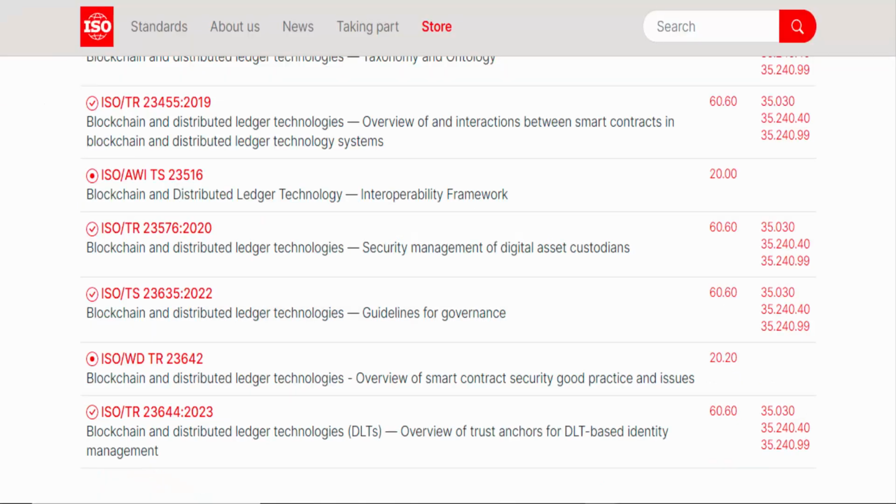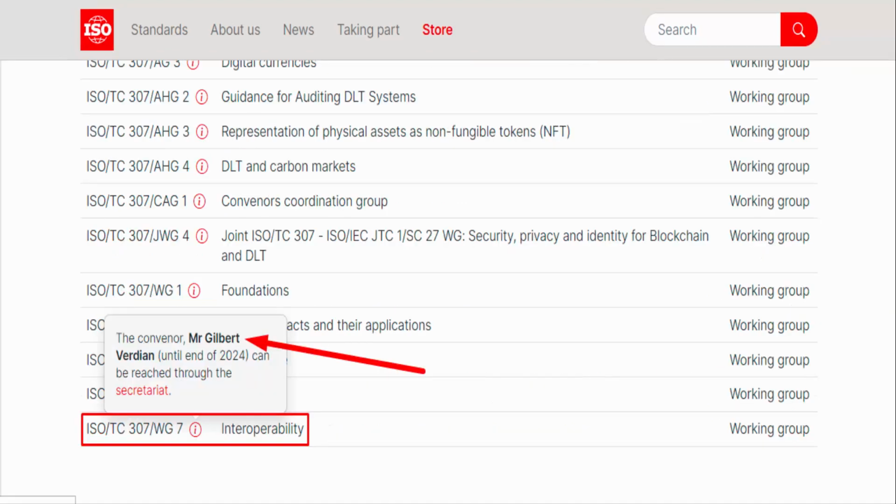So let's look at who the convener is behind the topic of interoperability within ISO TC 307. It is none other than Gilbert Verdian. As the convener, he is responsible for arranging official meetings for the ISO TC 307 committee on the subject of interoperability. No kidding, out of all the wide range of topics ISO TC 307 covers, why do you think Gilbert Verdian is in charge of the subject of interoperability?